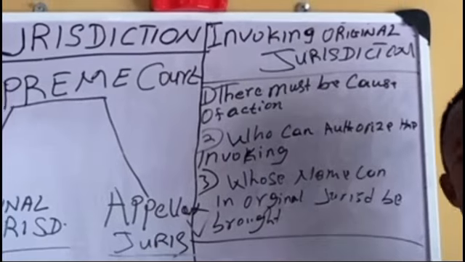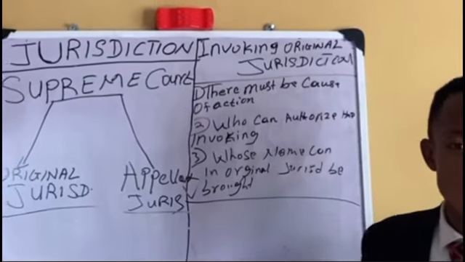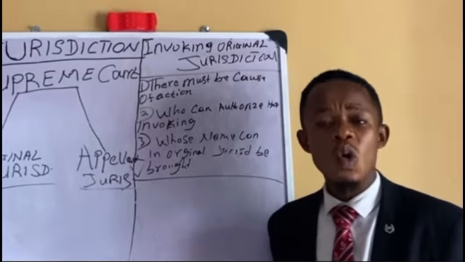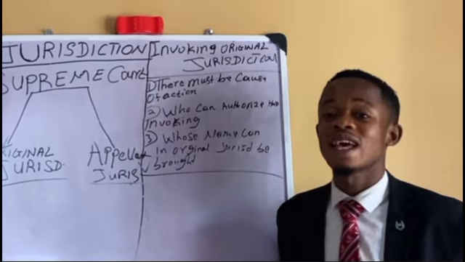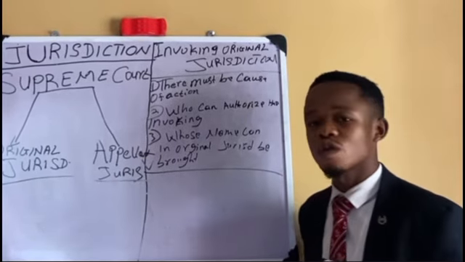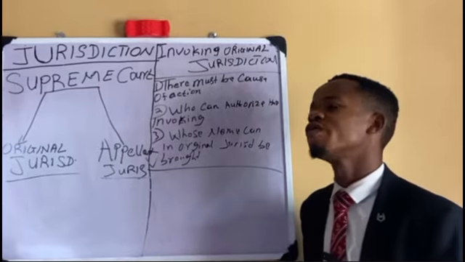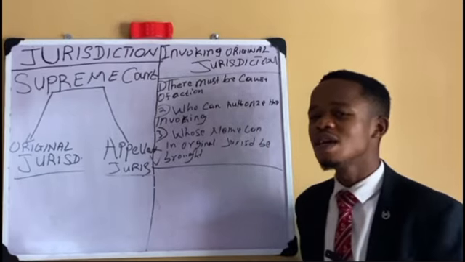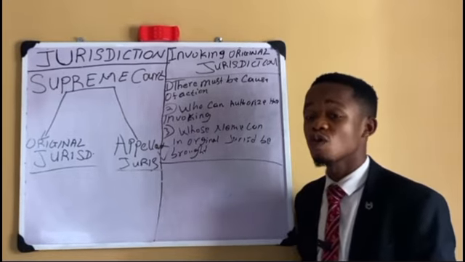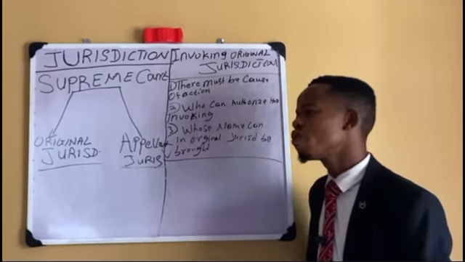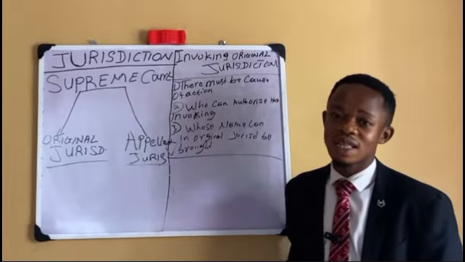Meaning that there must be a dispute between what? A federation and a state, or between states and states, or between the federation and the entire state. There must be what? A cause of action. In the case of AG of Federation, that is where you are going to be seeing many AGs in the world. As far as this topic is concerned, only in the Supreme Court will you be seeing many AGs. In AG of Federation against AG of Abia and 35 others.